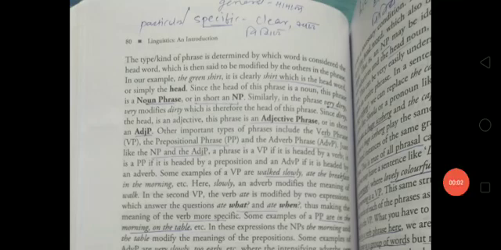Welcome back. In the previous video we discussed the meaning of phrases as well as sentence structure a little bit. We will deal with it again in detail here. Right now we will discuss the kinds of phrases, such as noun phrase, adverb phrase, and adjective phrase.